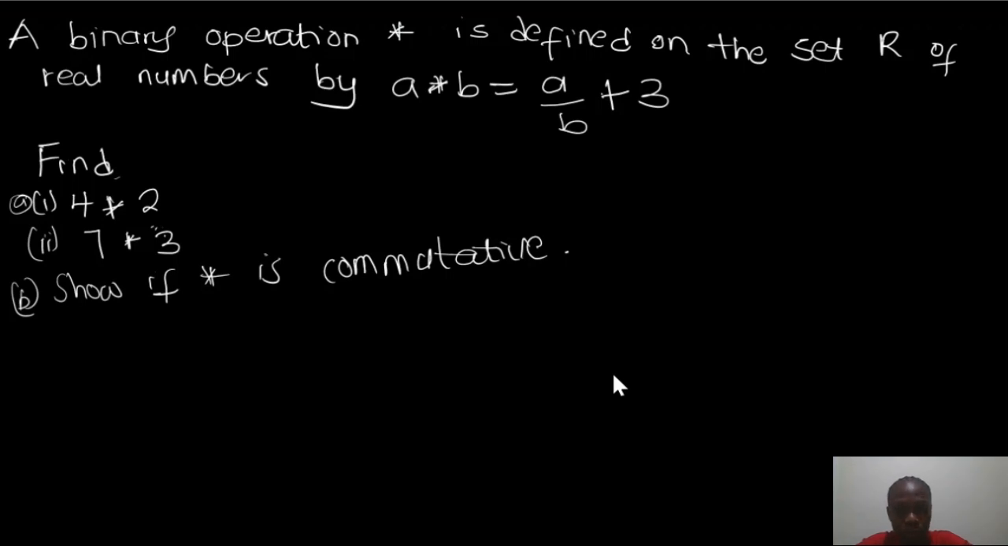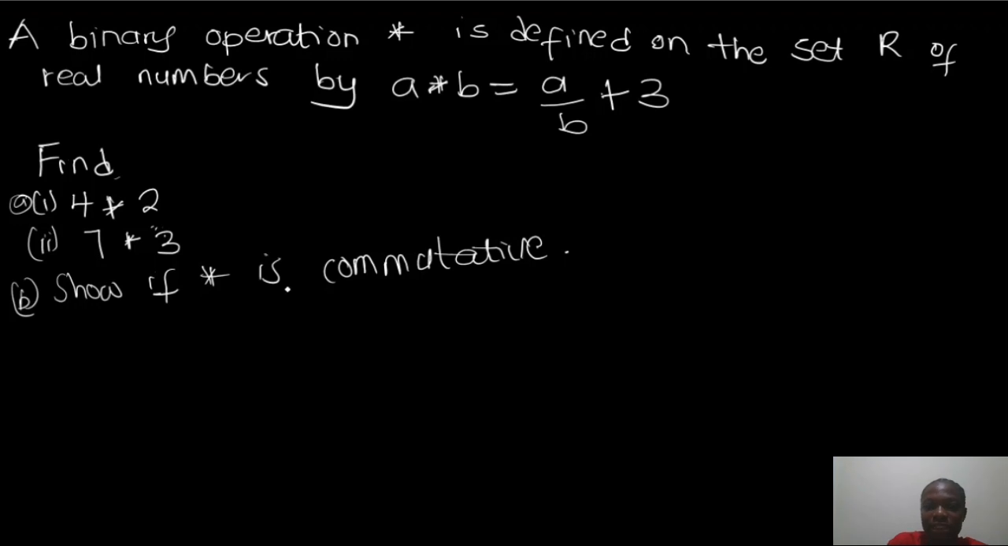In today's video, we are going to solve some basic examples in binary operation. So we are going to deal with this example here. The example says the binary operation star is defined on a set of real numbers by a star b is equal to a plus b plus 3. So a star b is equal to a over b plus 3. So that is the rule. And the first question is saying that we should find 4 star 2. So we are going to find 4 star 2.